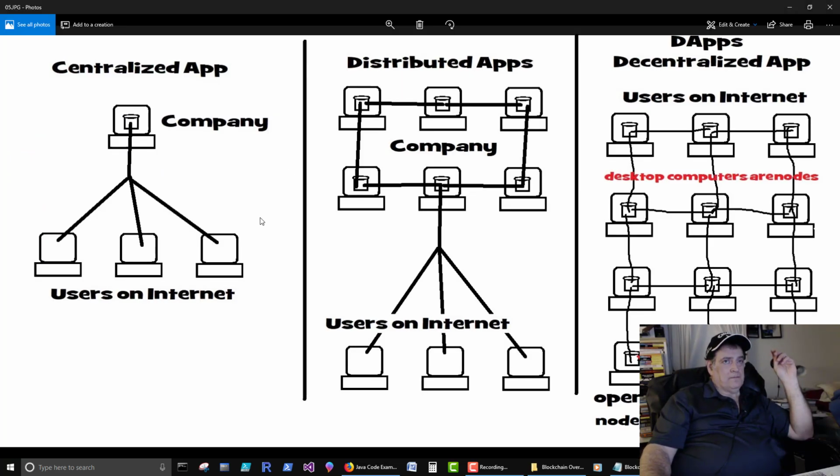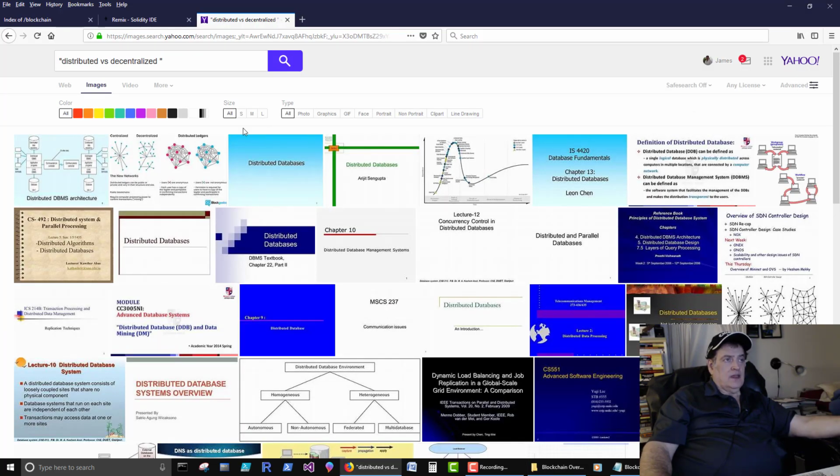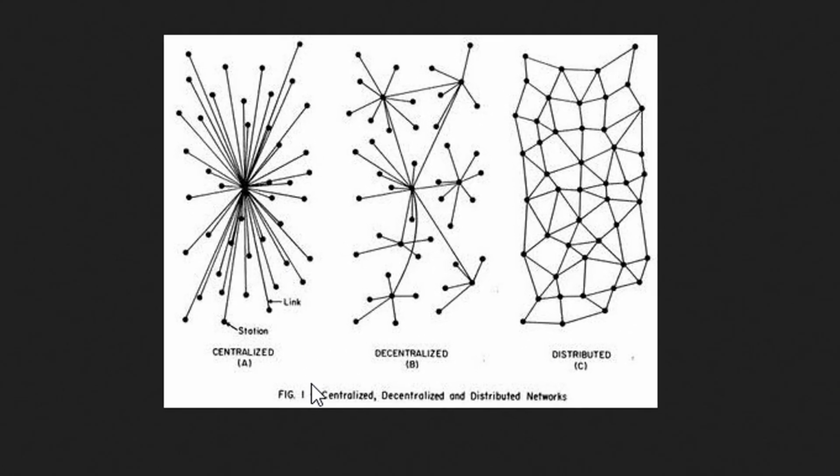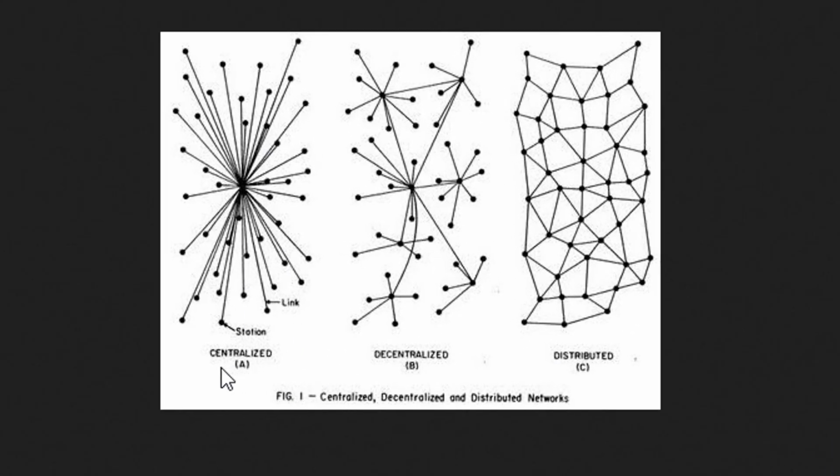Okay, so usually when you look at these things, they describe it in three terms: centralized applications, distributed applications, and decentralized applications. I did a search for distributed versus decentralized, and you usually get graphics like this guy down here. Okay, so I'll click view image, and you can see this one says centralized, this one is distributed, and this one is decentralized.